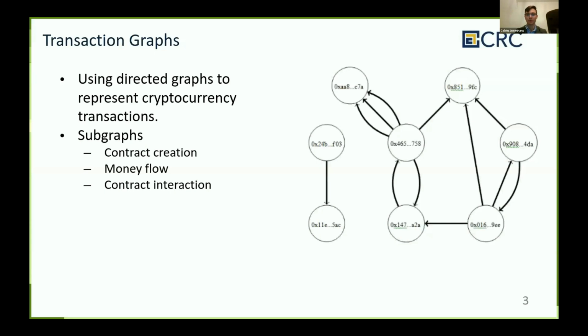So it's possible to represent the blockchain from the perspective of a graph. We see here an example. This is not using real data, but just shows what the structure of a graph could look like, where each of the nodes is a different user address or contract address on the blockchain. We have arrows between them whenever one sends a transaction to the other, and there can be multiple transactions between nodes. Nodes don't have to interact with every other node in the network.